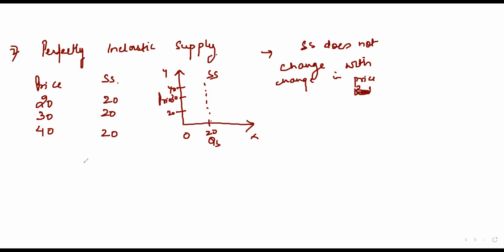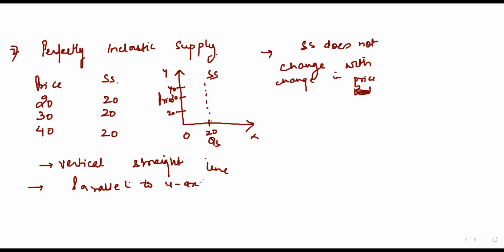Now, what is the shape of the supply curve which we are getting? We are getting a vertical straight line, right? This is a vertical straight line which you can see on the screen, and this is parallel to which axis? The y-axis. So this line is parallel to the y-axis. Correct? Now, what is the value of ES in this perfectly inelastic case? Any idea? In the previous case, we saw ES equal to infinity. What is the value of ES going to be in this case? The value of ES in this case is going to be 0.